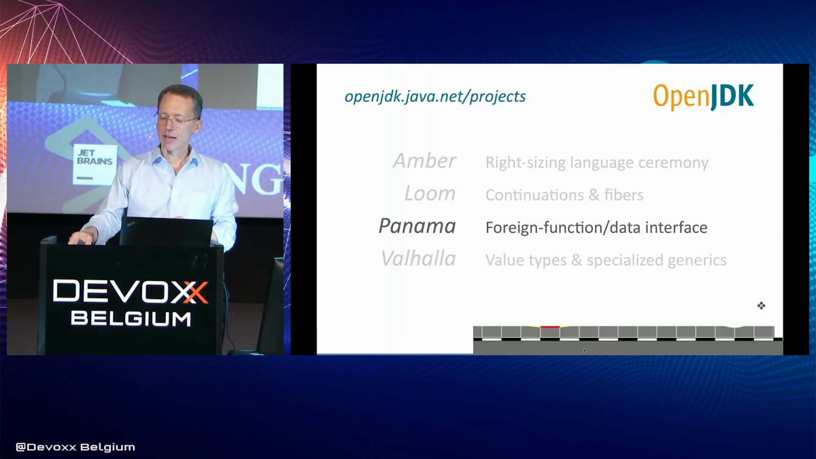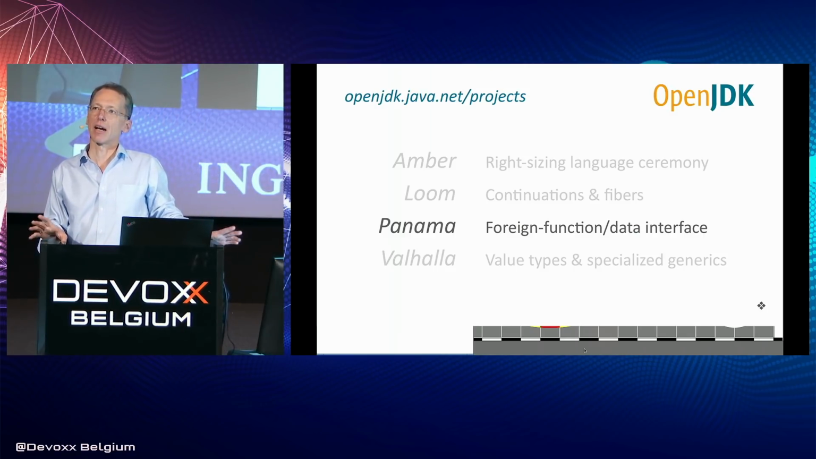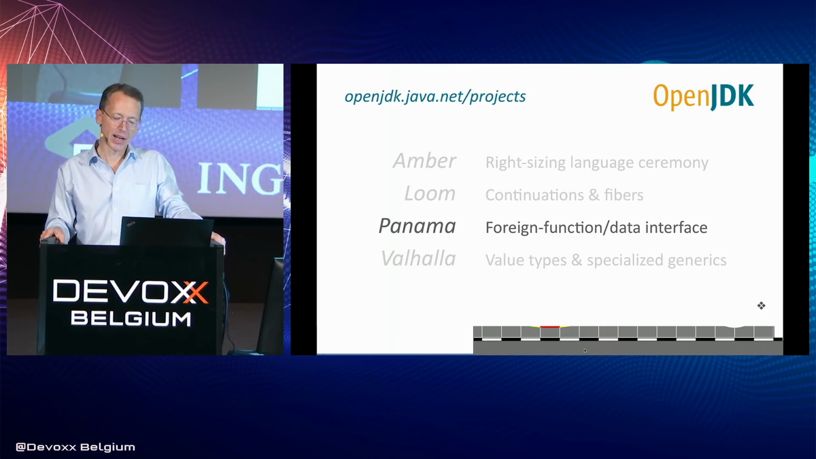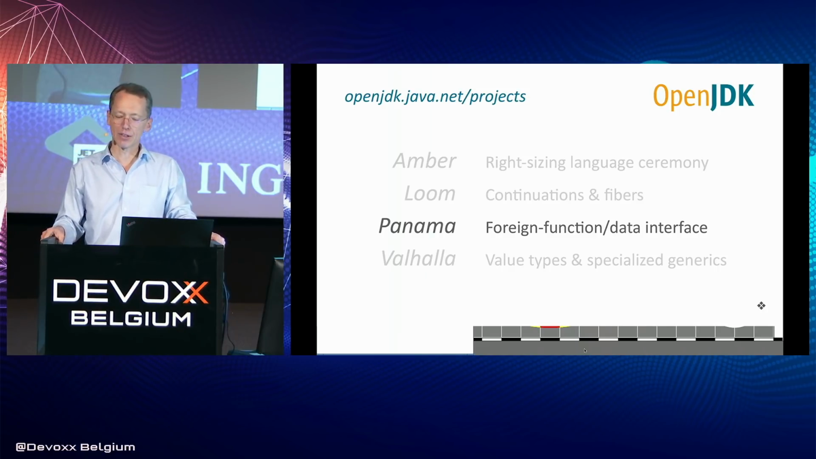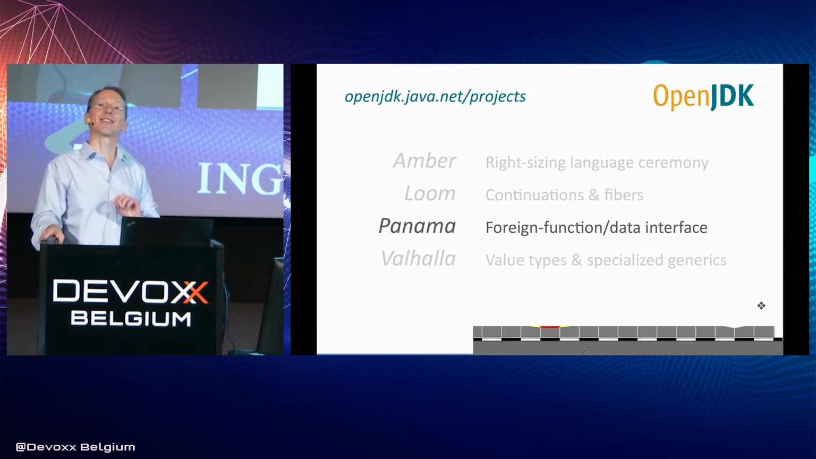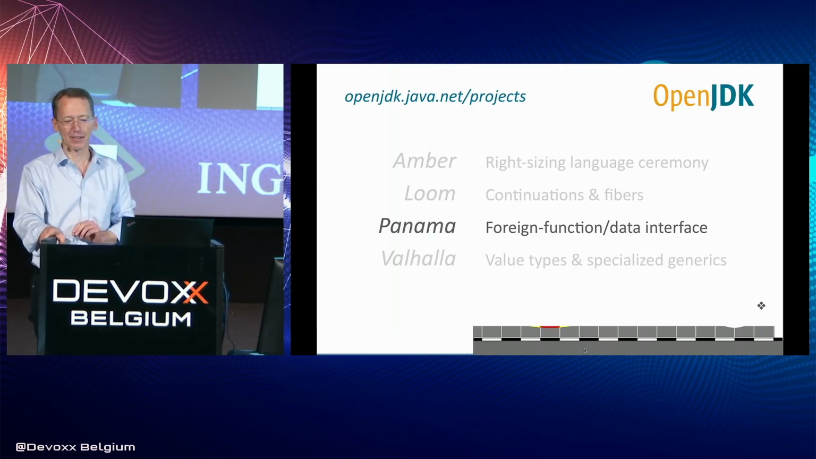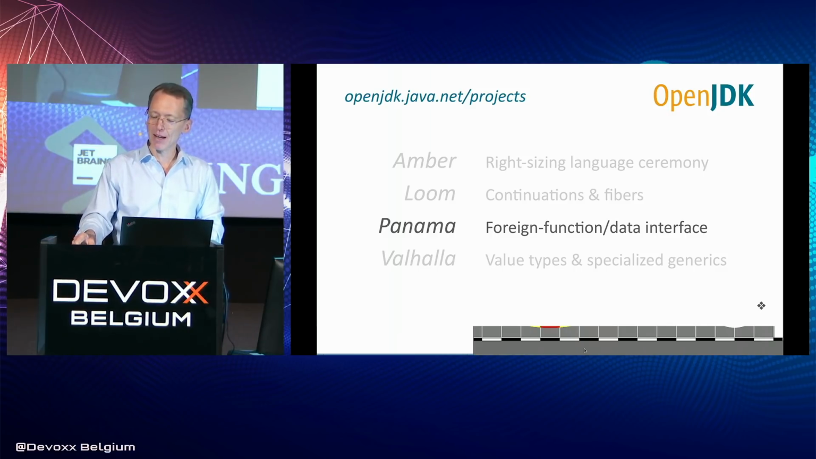The motivation for Panama is that invoking native code, interacting with native data that's outside the Java heap, is slow and cumbersome. JNI, the Java Native Interface that we've had just about forever, is too painful and it's slow to boot. Little trivia fact from history, JNI was designed to be slow. You catch me with a suitable beverage in my hand, and I'll explain why that was.